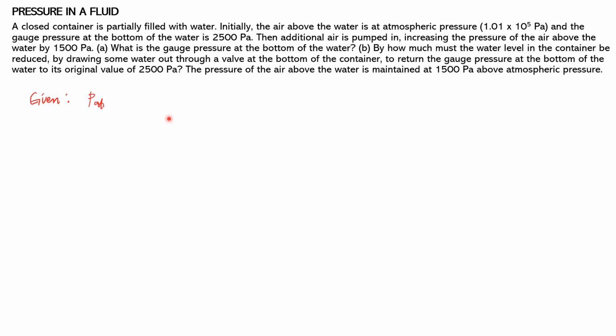So let's start with the given. The given for the atmospheric pressure is 1.01 times 10 to the 5 Pascal. Next is the gauge pressure. From the formula of the pressure in a fluid, the gauge pressure is given by P minus P air, and that is equal to 2,500 Pascal. So the P here is the pressure at the bottom, and here the P air is the pressure at the surface of the water.